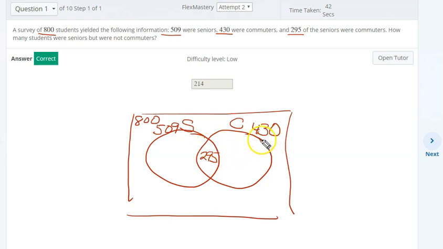So what do we need to figure? Well, we want to know how many were just seniors here, but not commuters. So we would subtract the 295 from the 500, and we get 205. Again, helping to organize and seeing this on a blue sheet would give you partial credit, even if you don't get it completely correct.